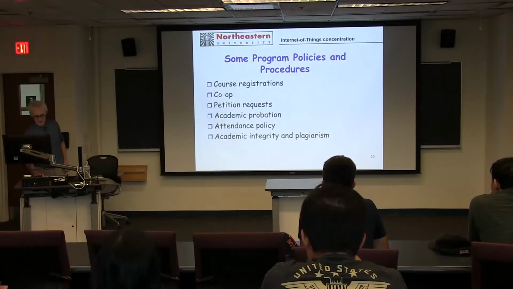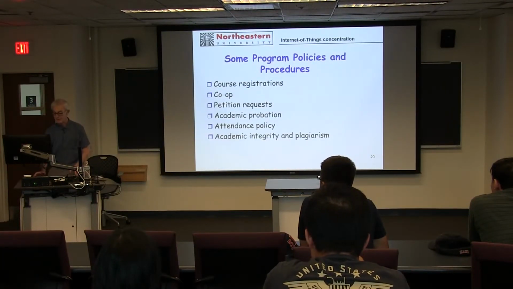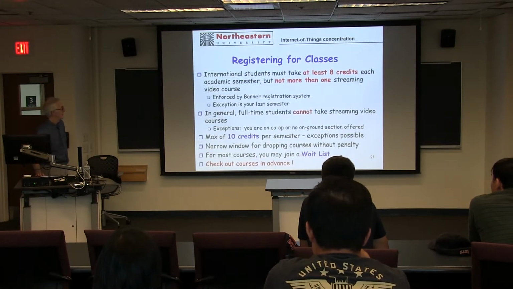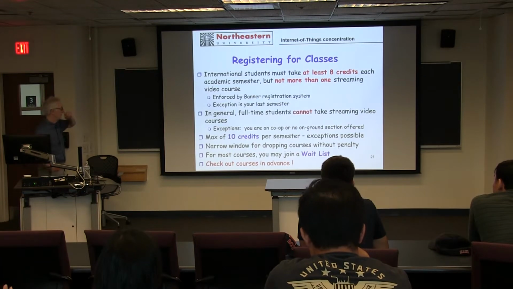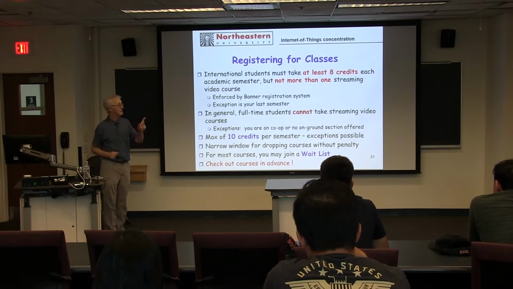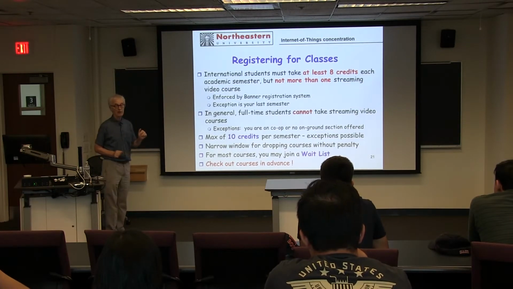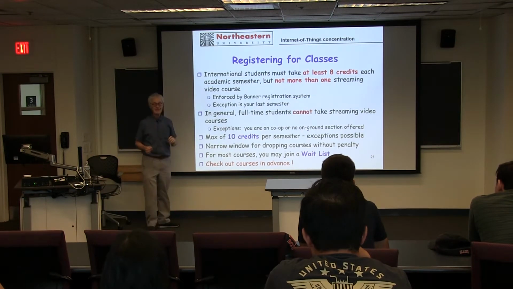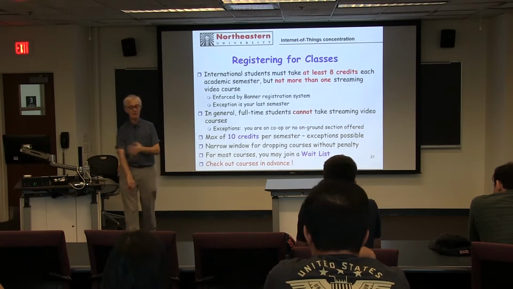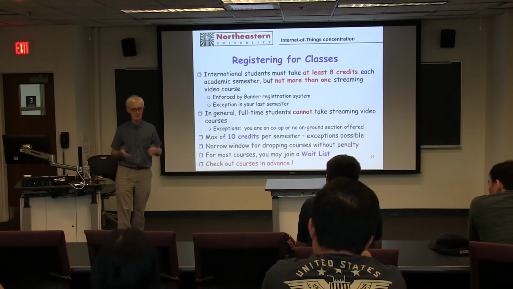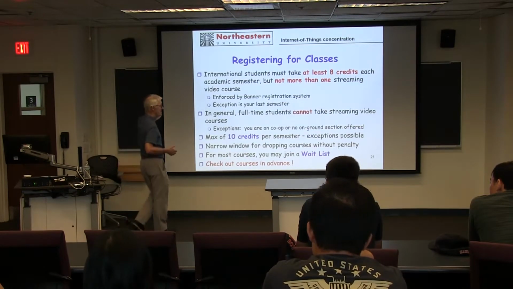Okay. So Natalie has gone through most of the policies and procedures issues. Just a few extra points. Obviously, international students must take at least 8 credits. You can't have more than one streaming or online course. These things are enforced by the Banner system. The exception is your last semester, when you are allowed to register for only one course if you only need that one to graduate.